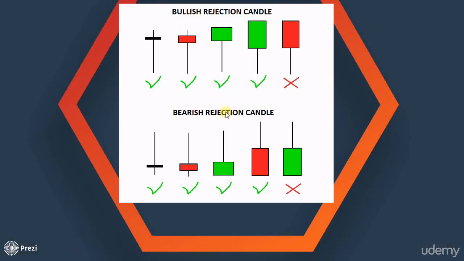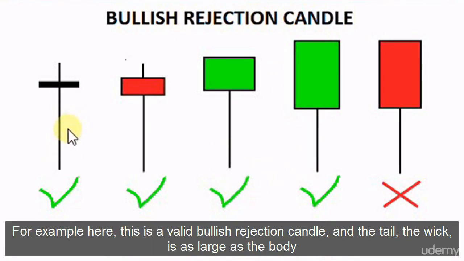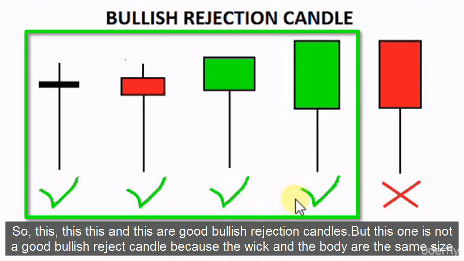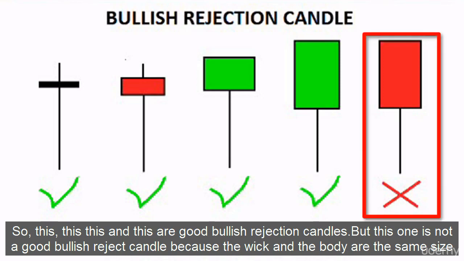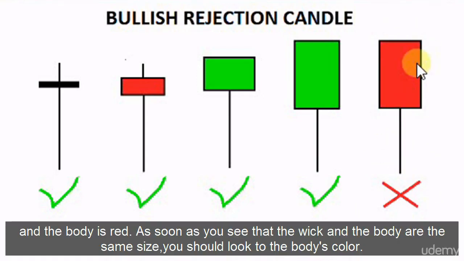These criteria are: first, a rejection candle must have an obvious wick, at least as large as the body of the candle, ideally larger. So, for example, here, this is a valid bullish rejection candle, and the tail, the wick, is as large as the body. So this and this are good bullish rejection candles. But this one is not a good bullish rejection candle because the wick and the body are the same size and the body is red.